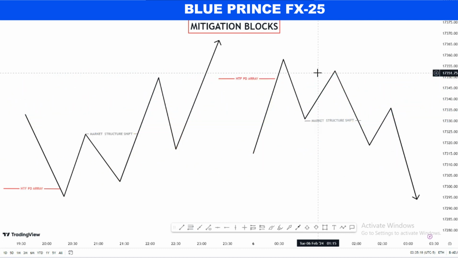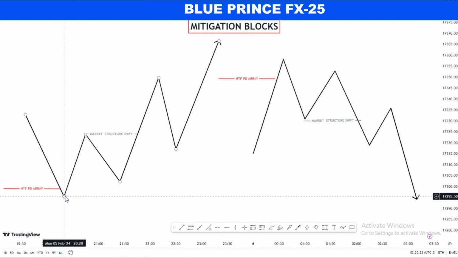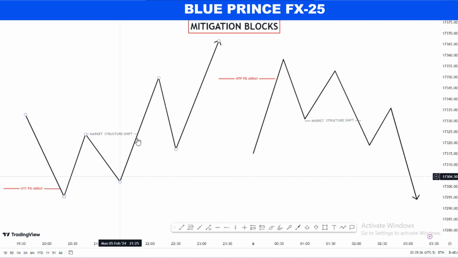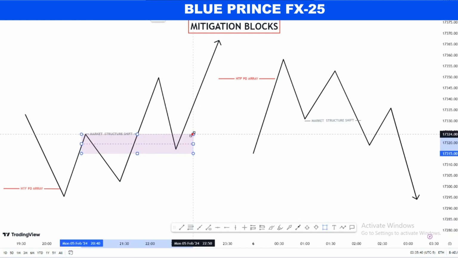A mitigation block is a structural pattern whereby the market makes a low, a lower low, then makes a high, then makes a higher low, then proceeds by breaking this previous high by making a higher high. So when this higher high happens here, our last up candle here is our mitigation block.